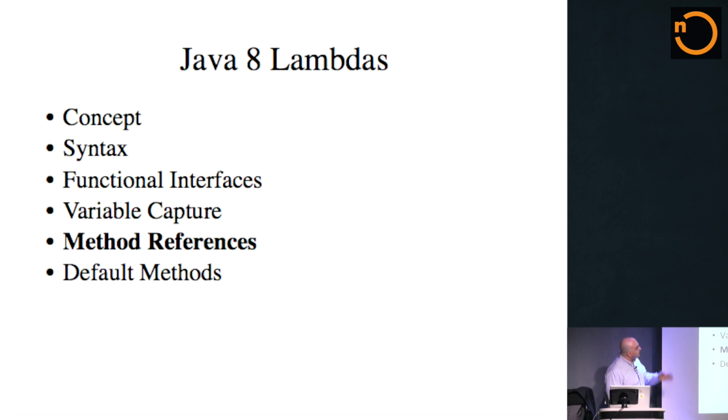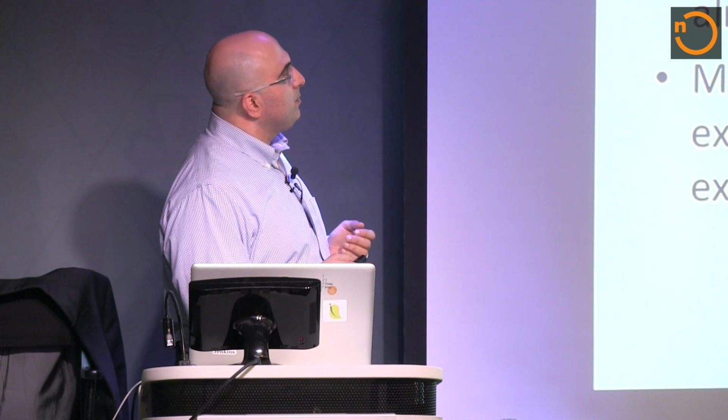So that takes us through the syntax, and what a functional interface is. We learned how the lambda interacts with the outside world. The next thing is method references, which is this problem here. The lambda is a way to define an anonymous function, but what if I already have written the function somewhere else? Do I have to rewrite the function just because I want to use it as a lambda?